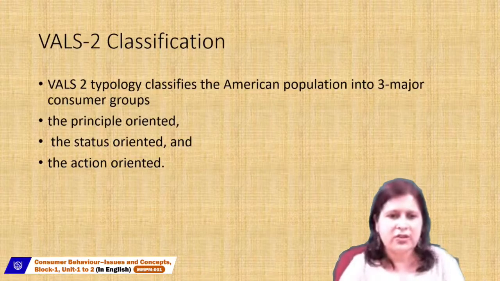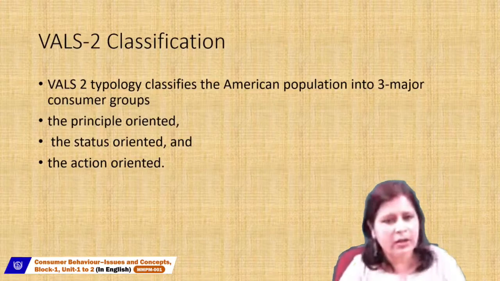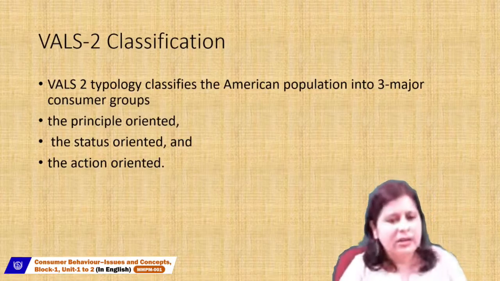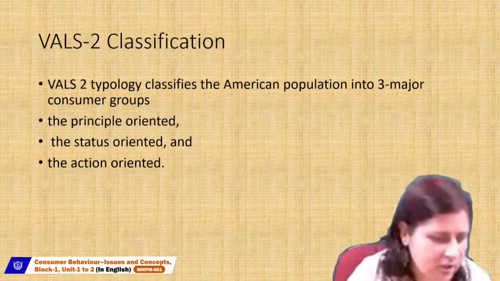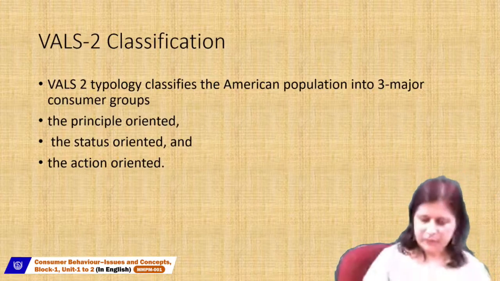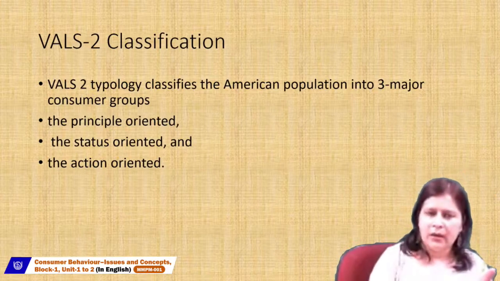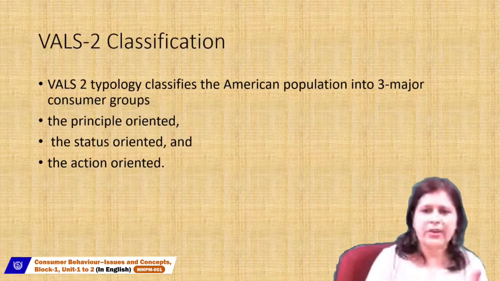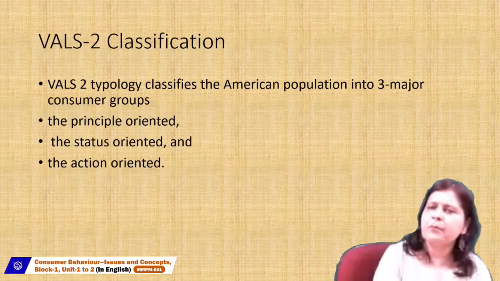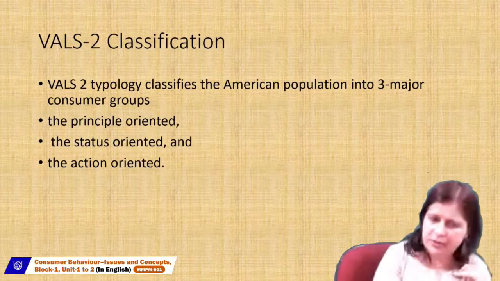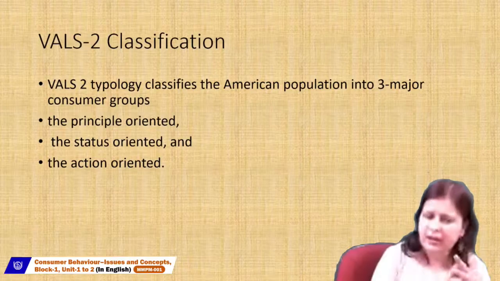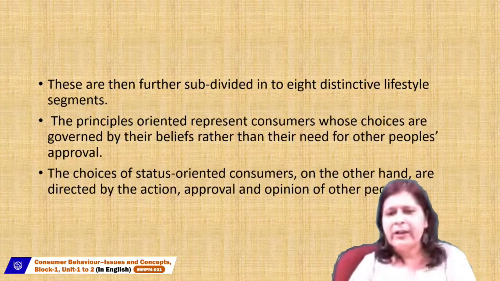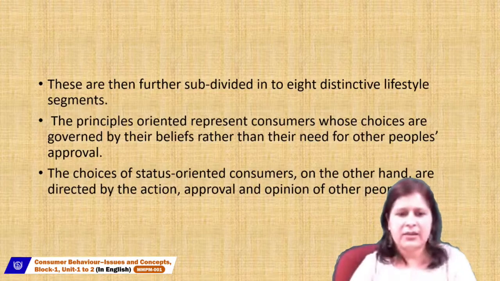VALS 2 classification classifies the American population into three major consumer groups: the principle oriented, the status oriented, and the action oriented. So that was the VALS 1 classification. In VALS 2 classification, they have classified the American population into three major consumer groups, the principle oriented, status oriented, and action oriented. These are then further subdivided into eight distinctive lifestyle segments.